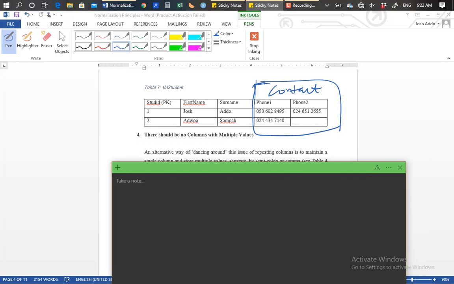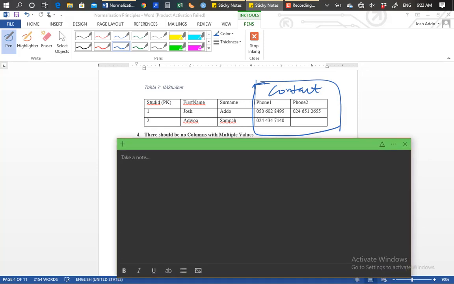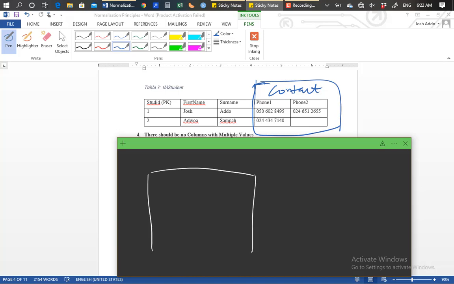So the solution to this problem is to break the table, because the table is storing information on two subject matters. So break it. So we now have the first table and the second table. So we're going to generate two tables from this single table.